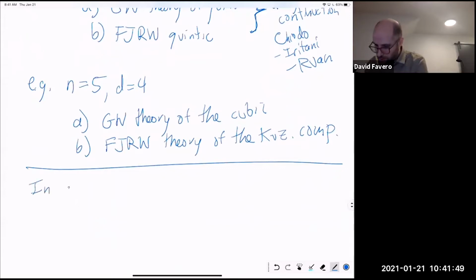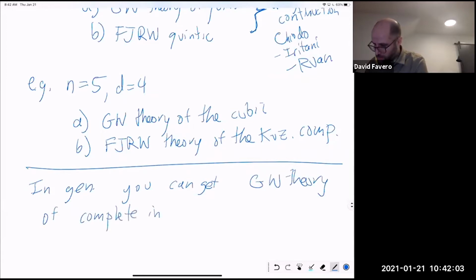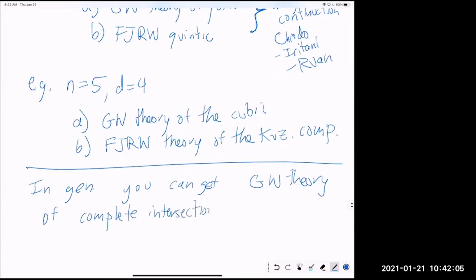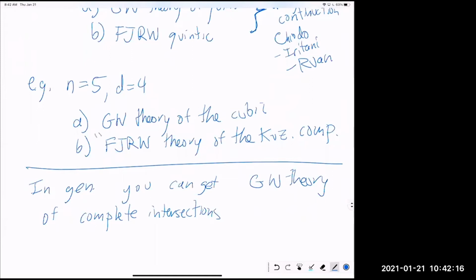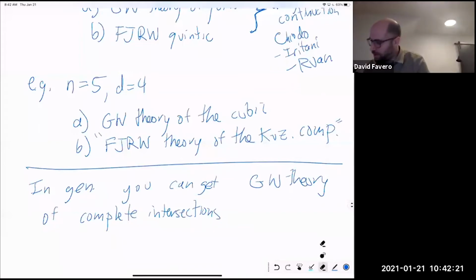So in general, you can get Gromov-Witten theory of complete intersections. Sorry, can I interrupt you for a second? About this last statement. What exactly do you mean by the FJRW theory of the Kuznetsov component? I just mean the cubic.